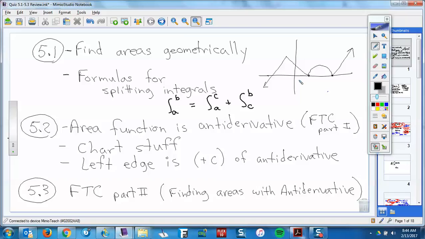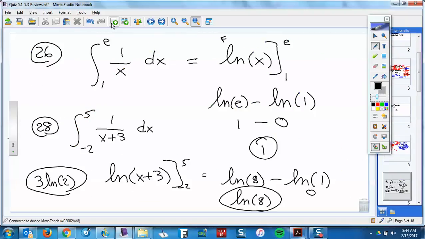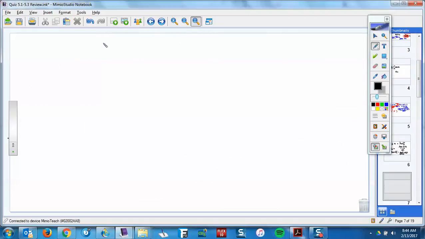How about this? Let me make one up. I know we did some of those, back on page 313, problems 41 through 46.